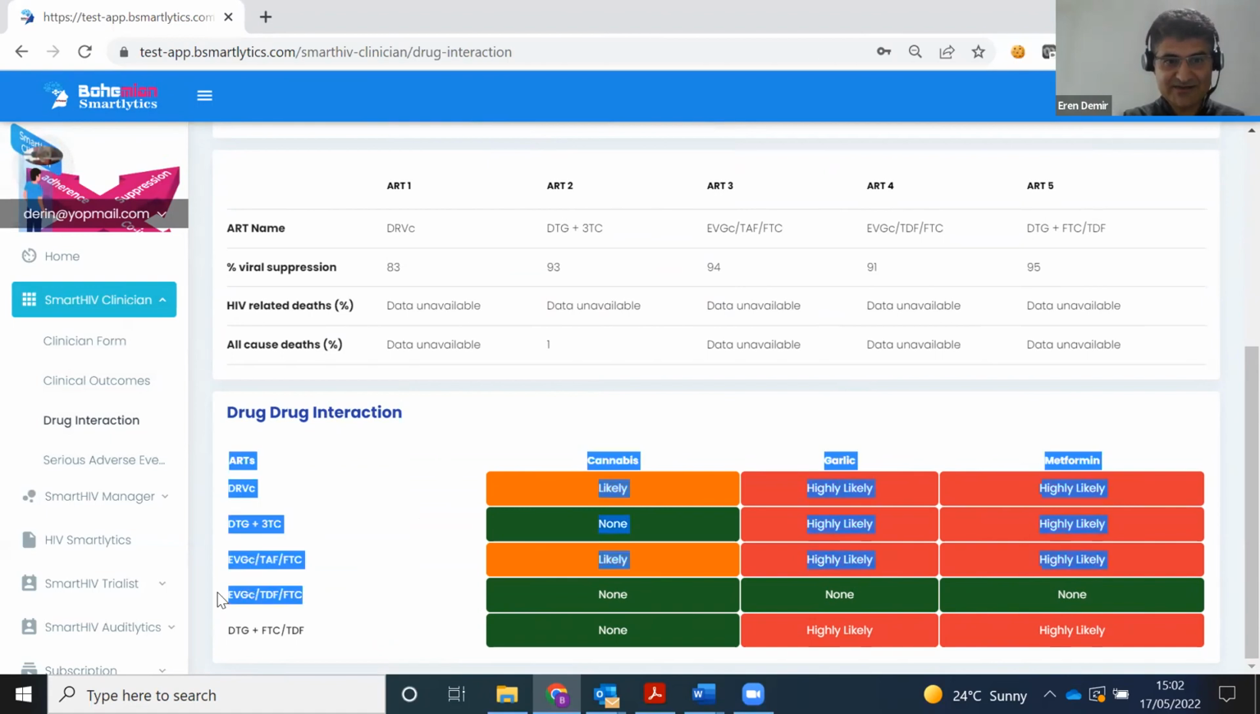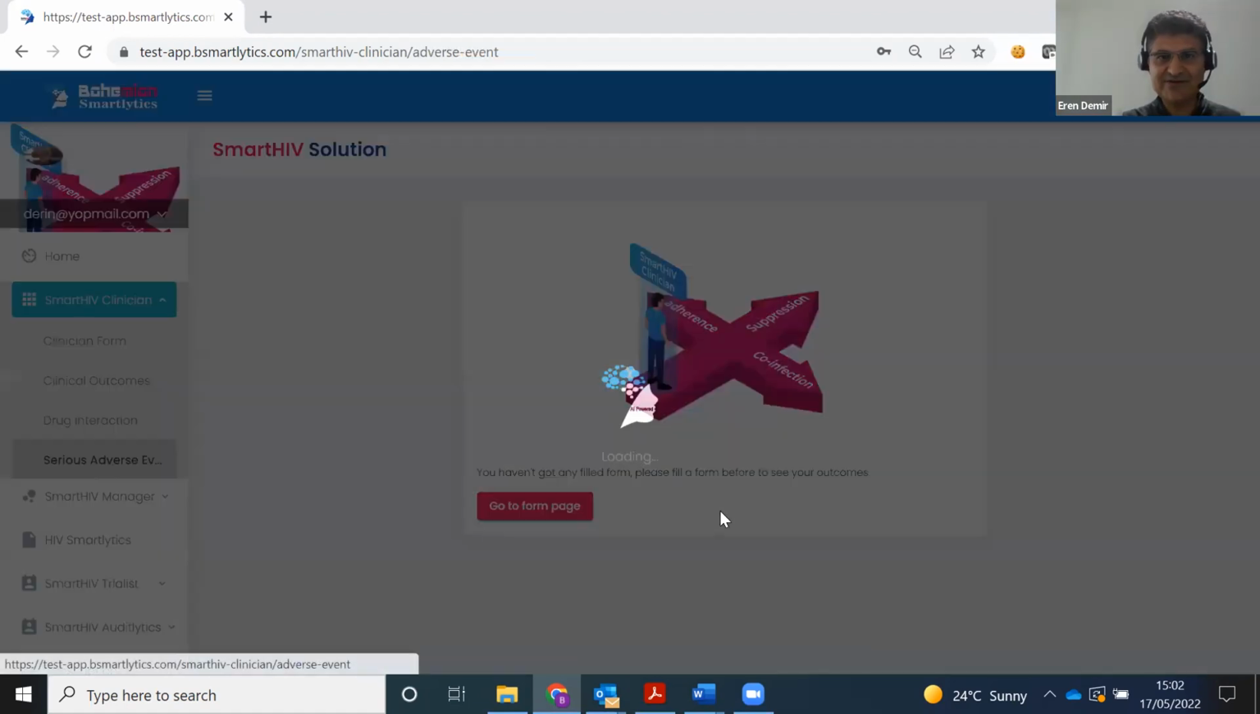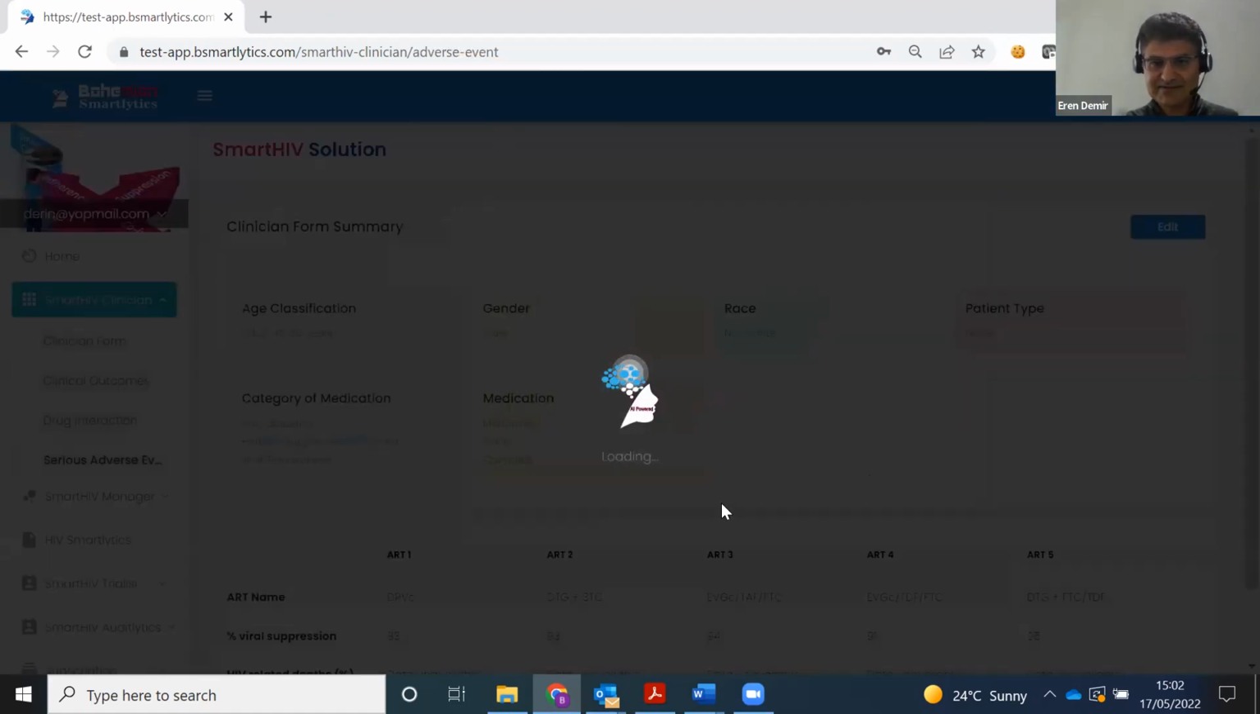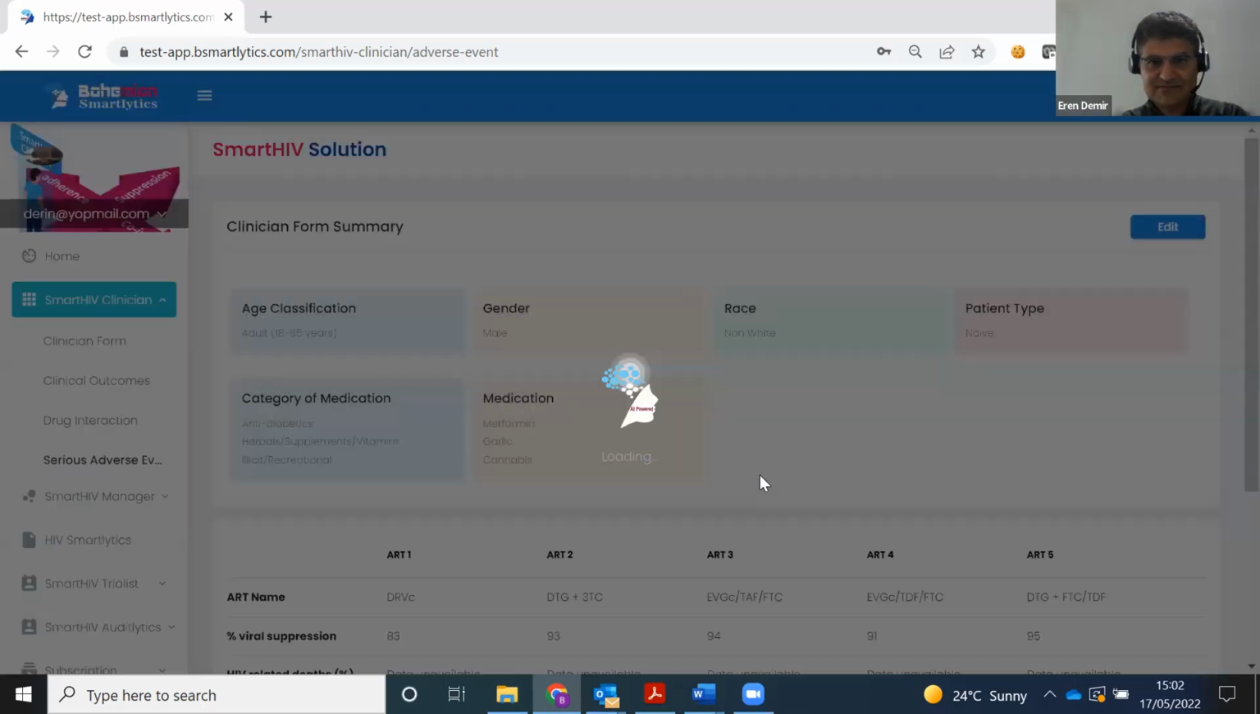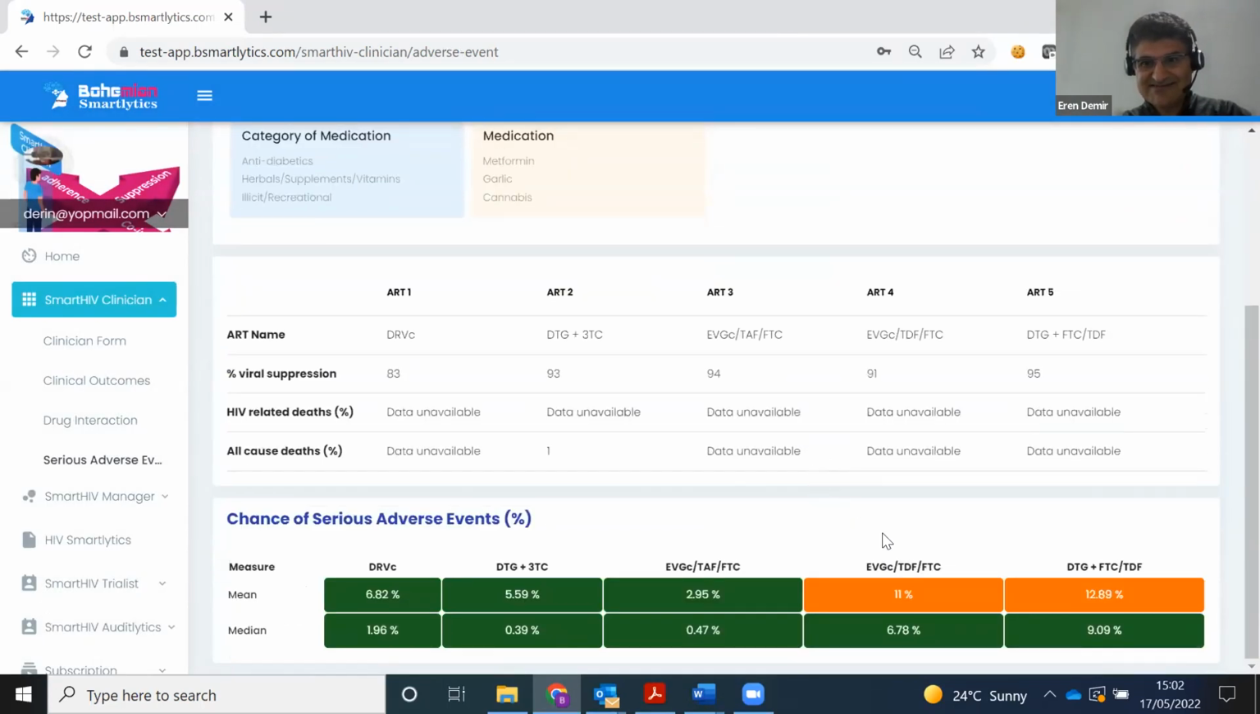However, if I look at this, based on drug-drug interaction, this is what TDF FTC is recommended, but let's have a look at serious adverse events. If I come down, well, the problem is, it's a balancing act. The serious adverse event rate is quite high. Now this particular drug is the best when it comes to drug-drug interaction, but there are also serious adverse events.